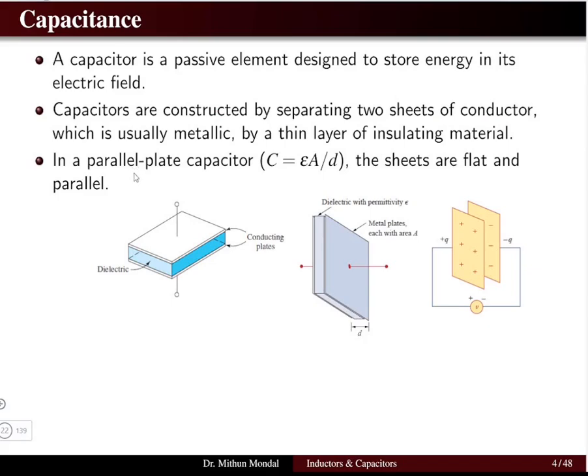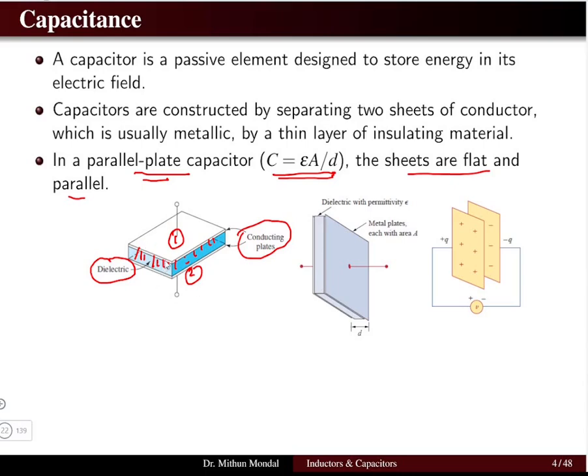When we talk about a parallel plate capacitor, you know the formula for capacitance is epsilon A by d. This has been taught in the 12th standard. The sheets are basically flat and parallel. So this is the parallel plate: the first plate is here and the second plate is here, and between them there is a dielectric. The dielectric is something which is insulating in property. Plates are conducting, and the dielectric filled between the two plates is insulating.